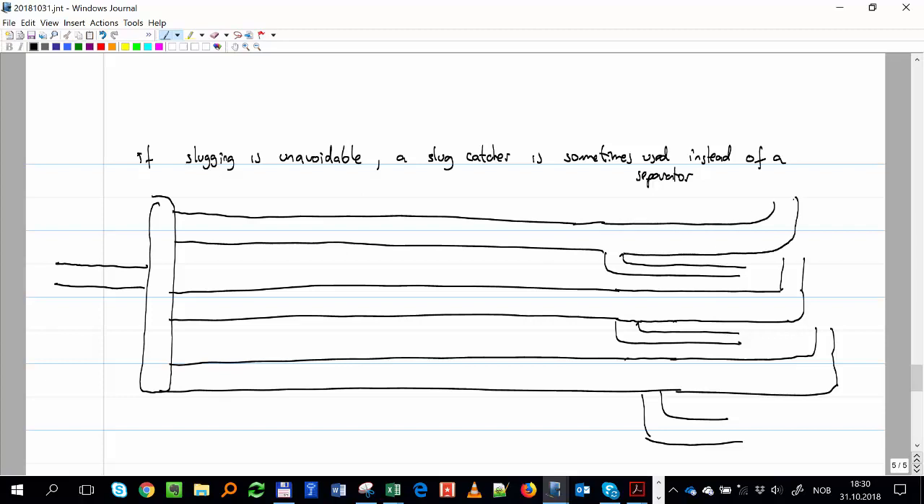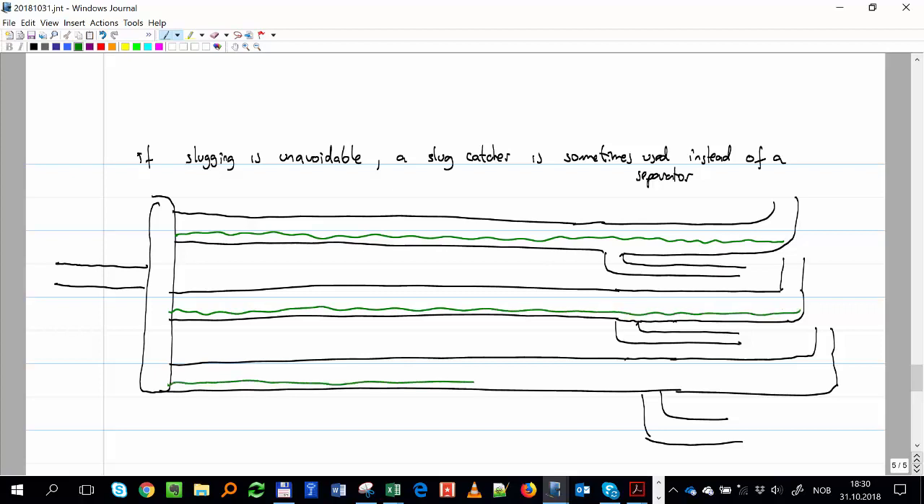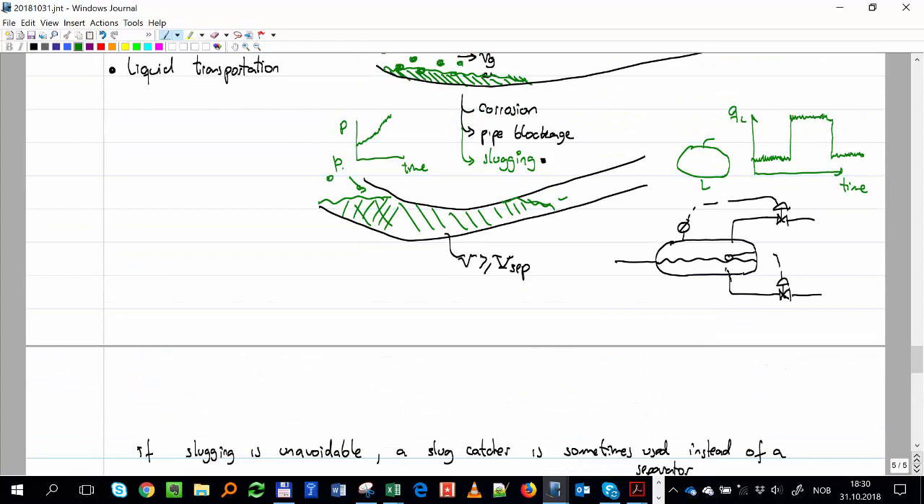Okay, and in this case, let's make the liquid level. Okay, and you can have many of these branches. The idea is that you increase that volume dramatically, such that the volume of all the pipes collected one next to the other is much bigger than the volume of the longest liquid slug that you can get.